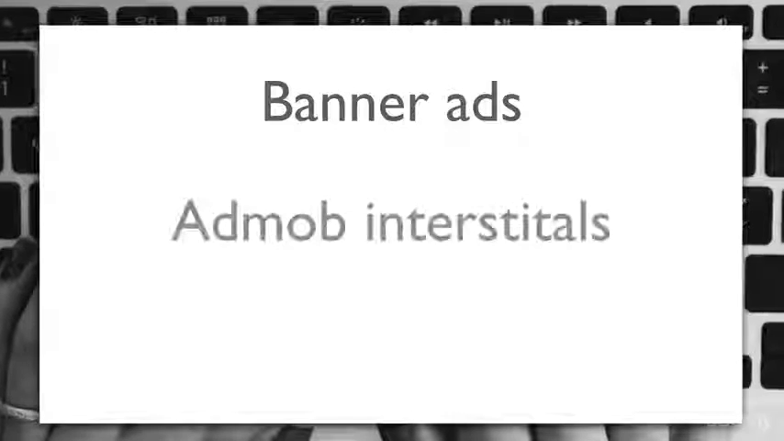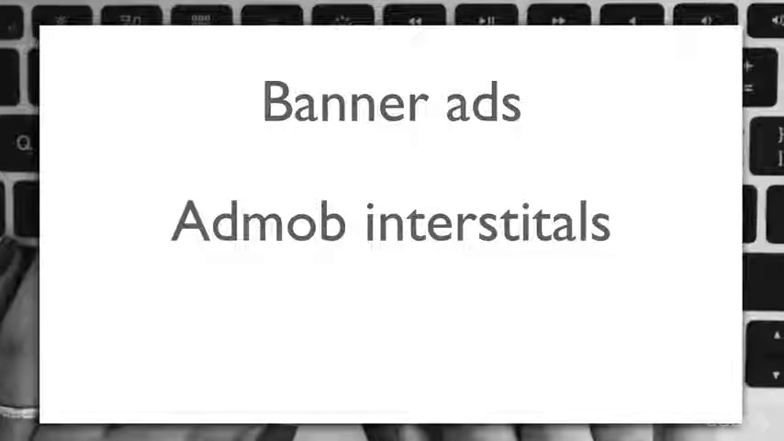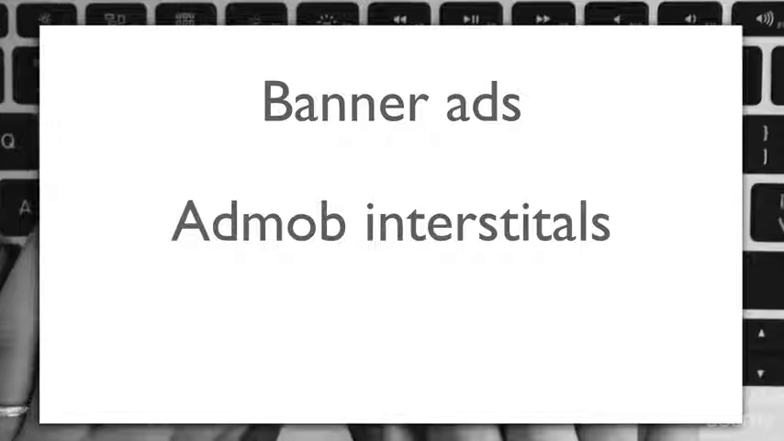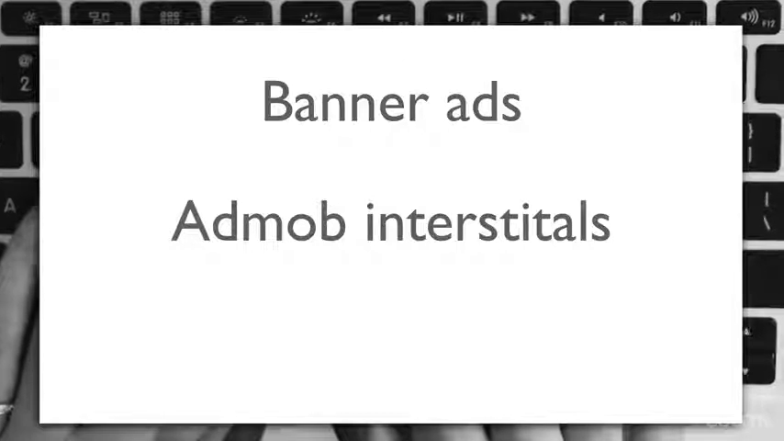Banner ads appear at the top or bottom of your app screen and can prompt users to install apps, visit websites, get directions, view products, or call a phone number. AdMob interstitials are full-page ads that appear in your app at natural breaks or transition points.